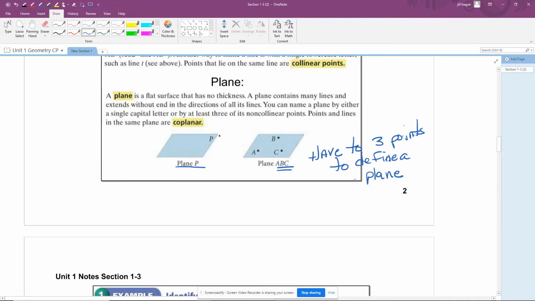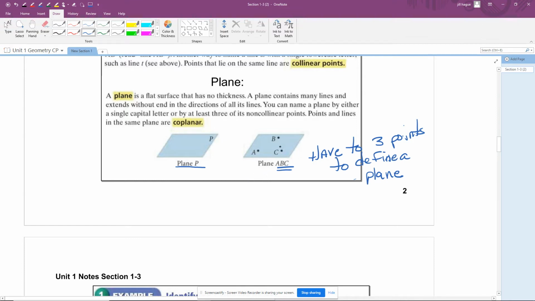It's a letter that's determining the definition of this plane. But over here, I have points A, B, and C. I have to use all of them. Now, you could call it plane CBA, BCA, BAC. Okay, the order does not matter, but you have to have 3. Very important. Okay, you'll see that again on a quiz or a test.